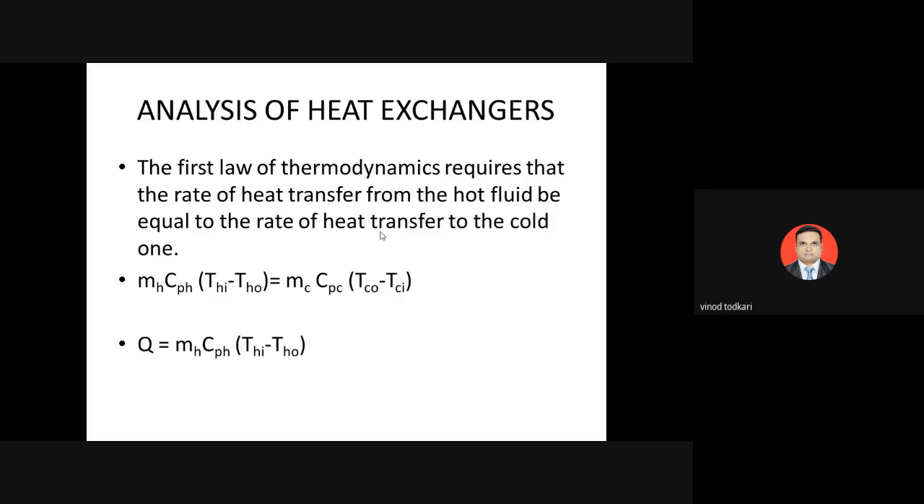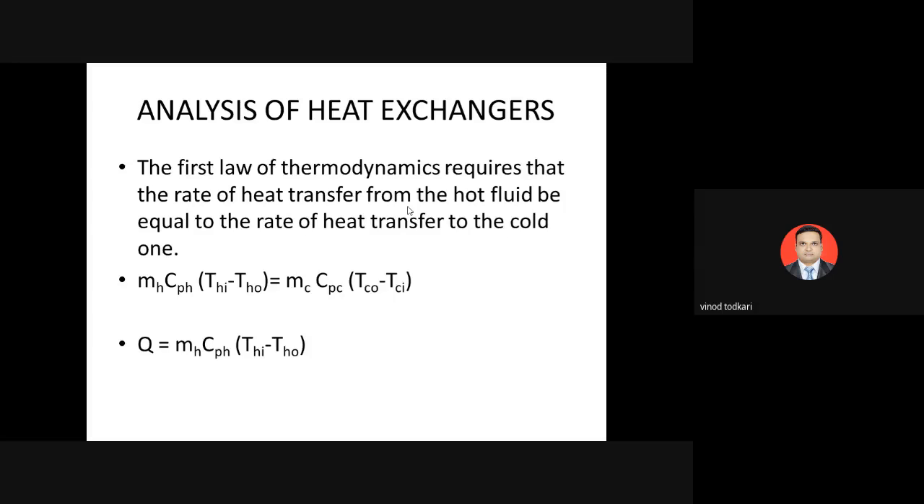So in the last lecture, we have seen the definition, classification and applications of heat exchangers. Now in this session, we'll see a very important topic, which is analysis of heat exchangers: how heat exchangers are analyzed, and how the dimensions of a heat exchanger are finalized.